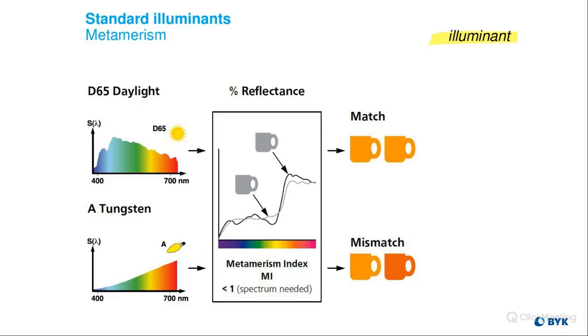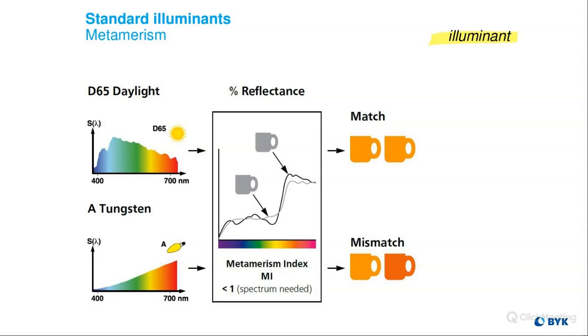Why it's important that we look at colors under different illuminants is because we could have a condition called metamerism. Metamerism is where you can see a good visual match under certain lighting conditions, and then under other lighting conditions, you could have a mismatch.